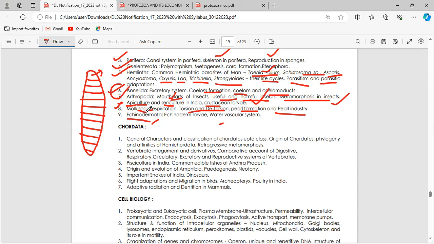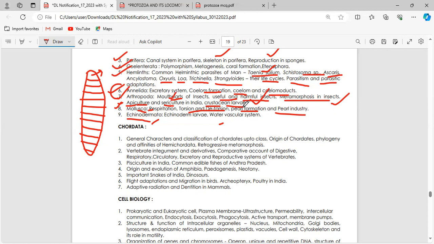See, as I said, what I am suggesting is not just for these 4 units, for all the 11 units you have to write down the syllabus. And for each, for example, in case of crustacean larva, for Arthropoda, after completing all the syllabus, once every topic in the syllabus has been completed, what your job is to do is to write down the syllabus.